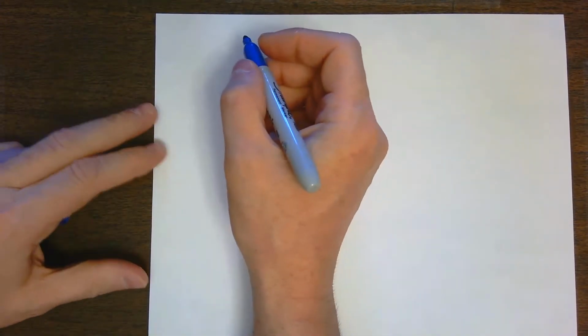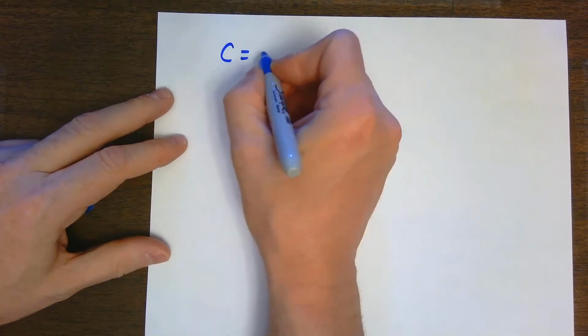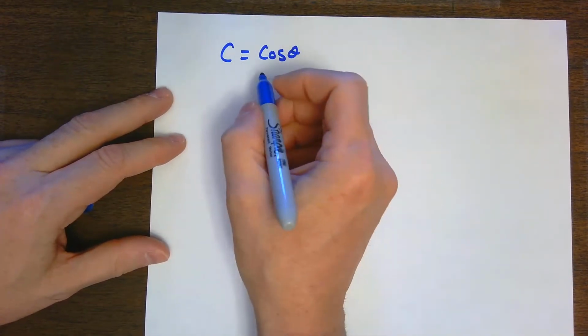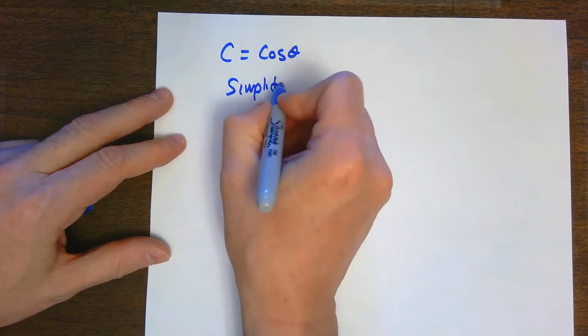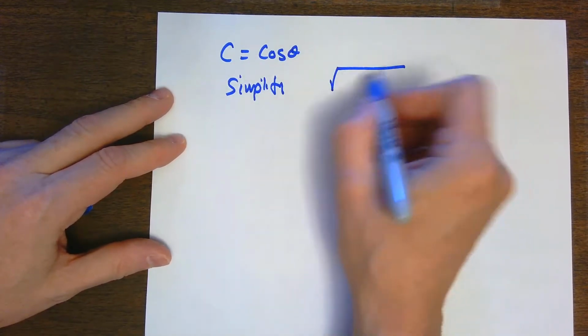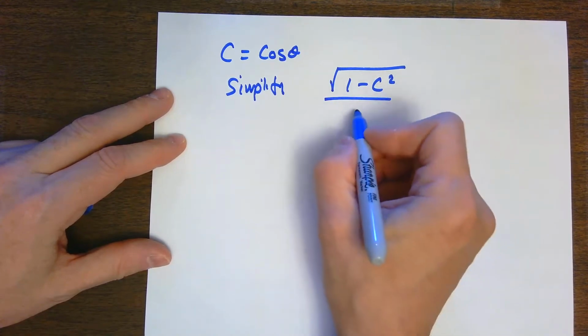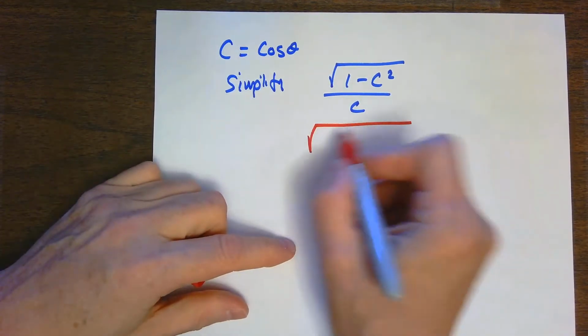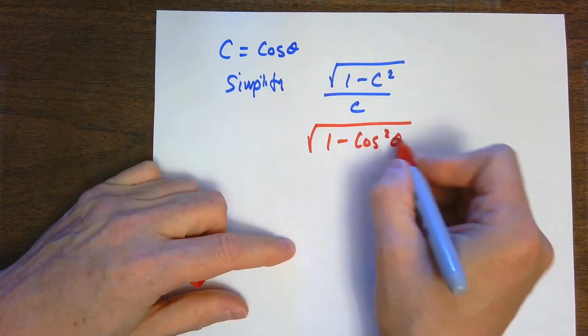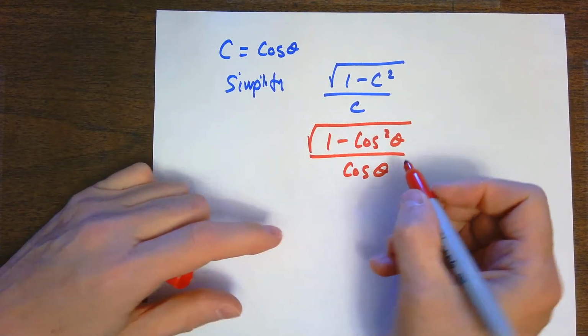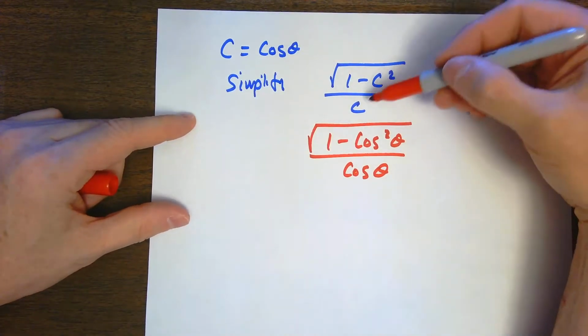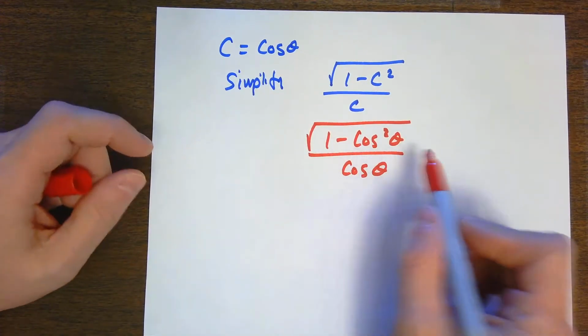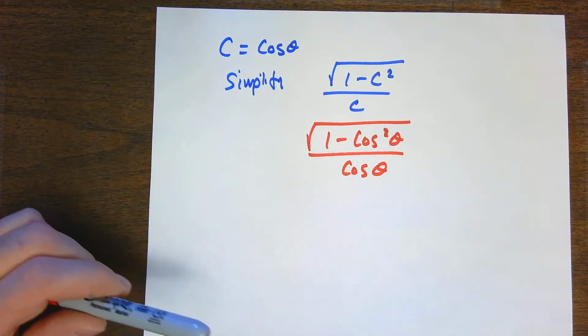So in the next one, I'm going to tell you that c is equal to the cosine of theta, and I want you to simplify the square root of 1 minus c squared over c. All right, well, substituting in, I'm going to get the square root of 1 minus cosine squared over cosine. The c is cosine theta. I substitute in here and here. 1 minus cosine squared. That should look familiar. That should kind of jump out at us here.